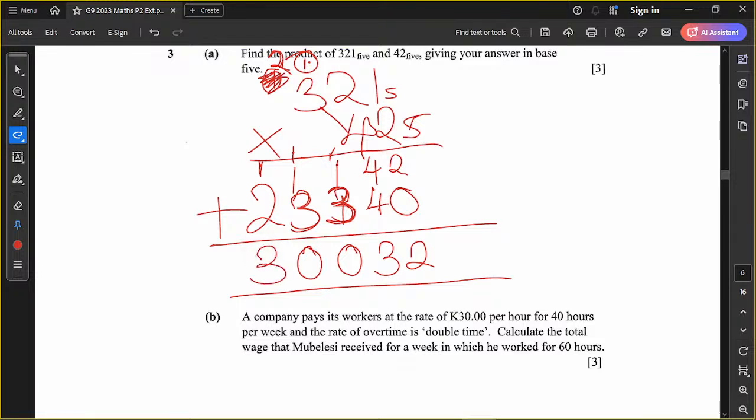Okay, and all that is in base 5. So multiplying 321 in base 5 by 42 in base 5 will give us the answer, which is 30032 in base 5. Okay, you make sure the number of the base is written smaller so that there is no confusion.